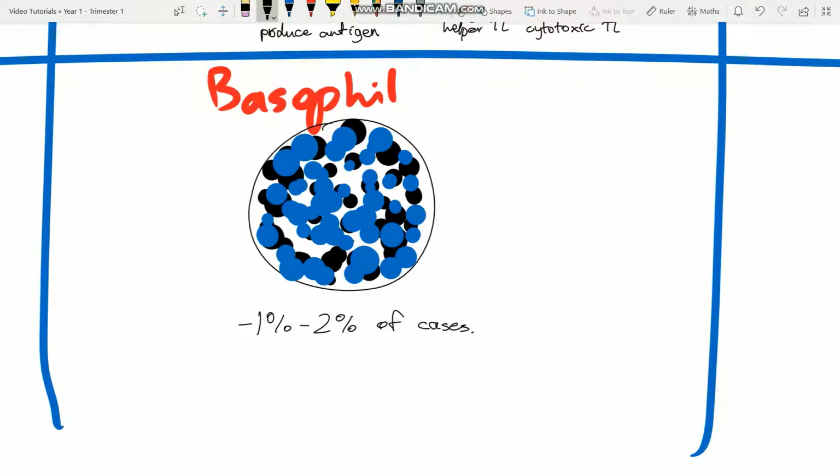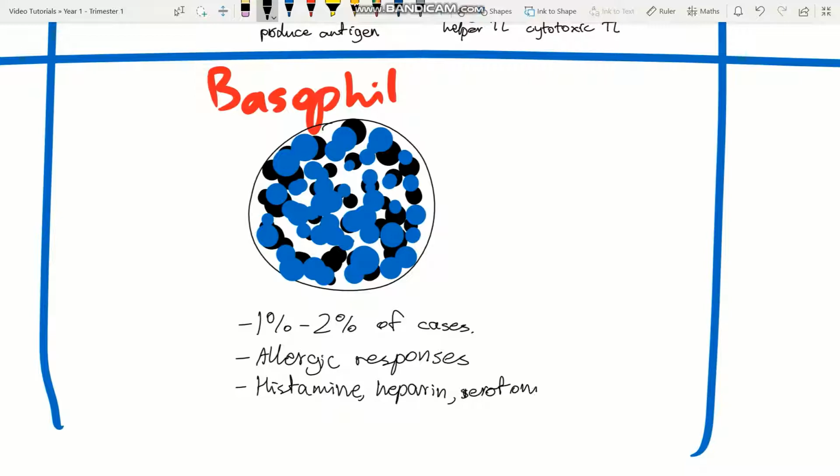These basophils are also responsible for allergic responses. And the main way in which they are able to incite this response is through the release of histamine, which can cause inflammation, heparin, and serotonin. And these are all types of immune responses that the basophil can do in the face of a pathogen.